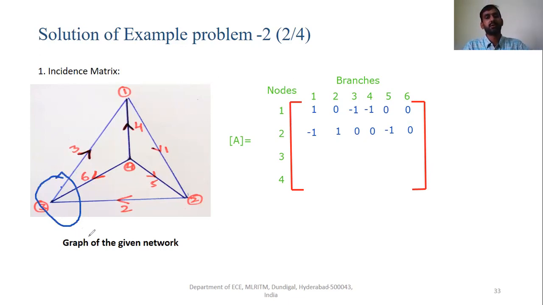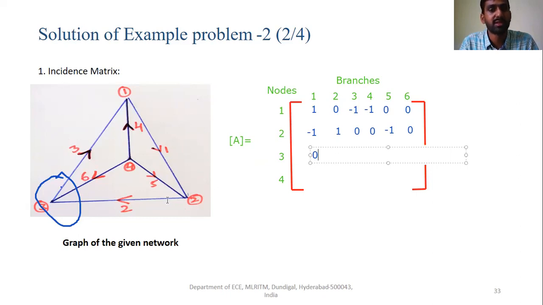So, how to obtain it? With respect to branch number 1, let us check it out. Where is branch number 1? Here is branch number 1. Branch number 1 is not at all incident to node 3, so the element is going to be 0.